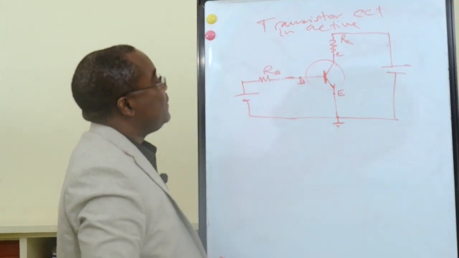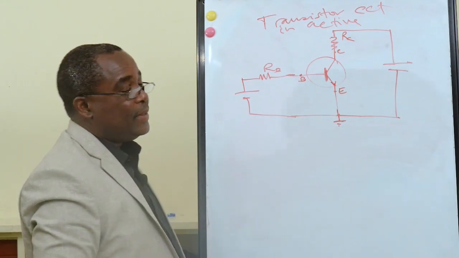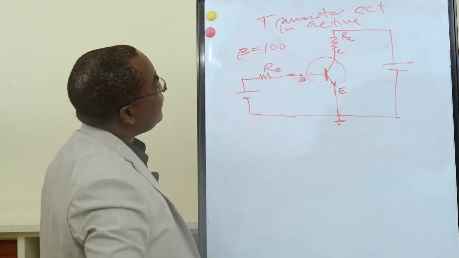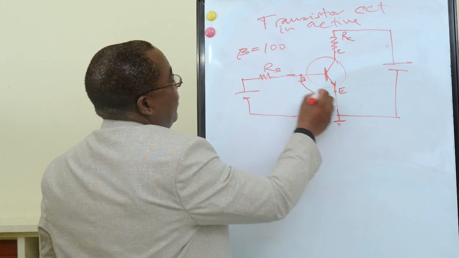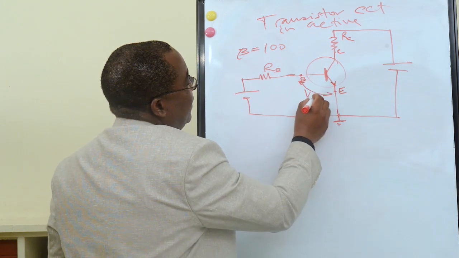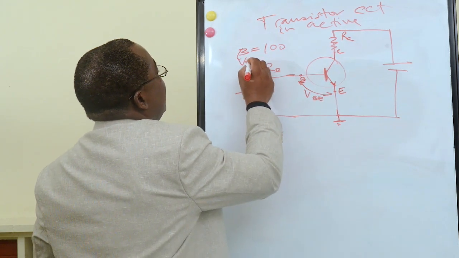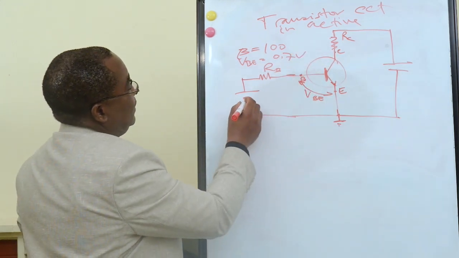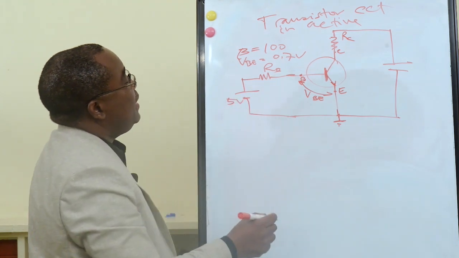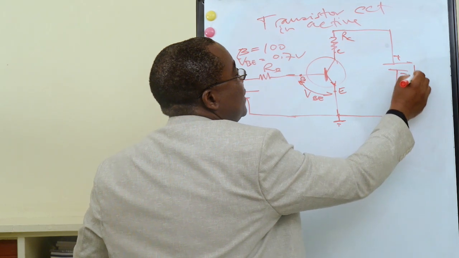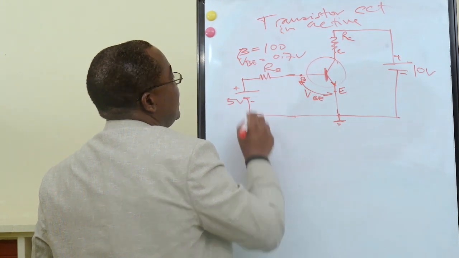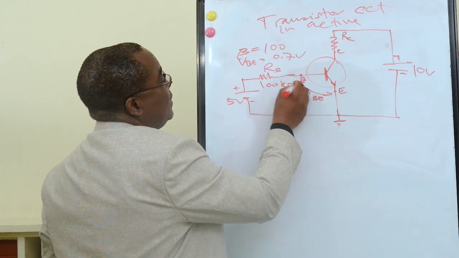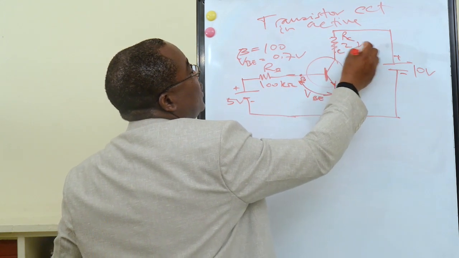So let's put the values. This is a silicon transistor, so our beta is equal to 100, and our VBE is equal to 0.7 volts. Let's say we have here 5 volts, and here we have 10 volts, this is positive, this negative, and here 10 volts, positive here, negative there. Let's put RB as 100 kilo ohms, and here we have 2 kilo ohms.